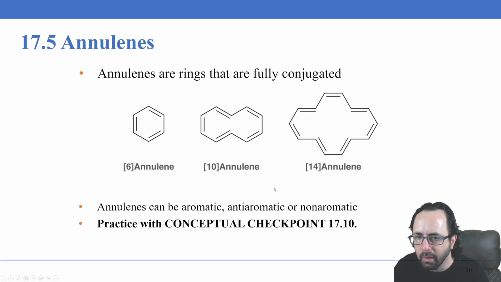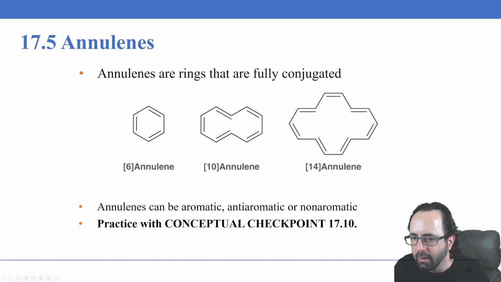So here are some examples of other aromatic rings. For example, we have the benzene ring here. If we have larger aromatic rings, we can call these annulenes. Annulenes are rings that are fully conjugated. So benzene could also be called 6-annulene, meaning an annulene where we have 6 carbon atoms.